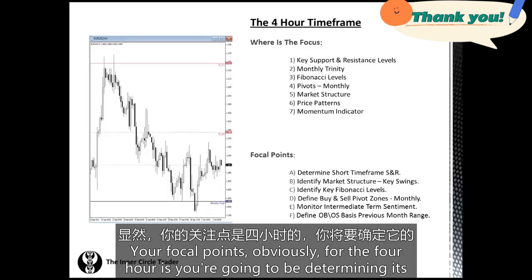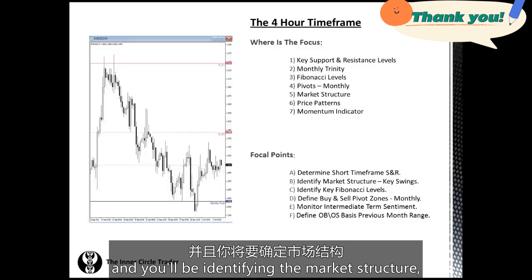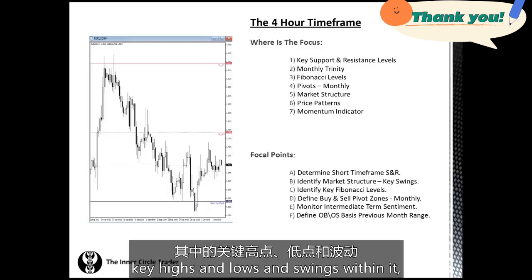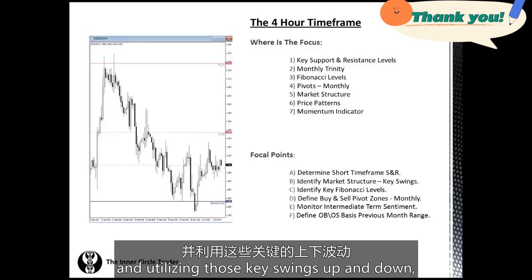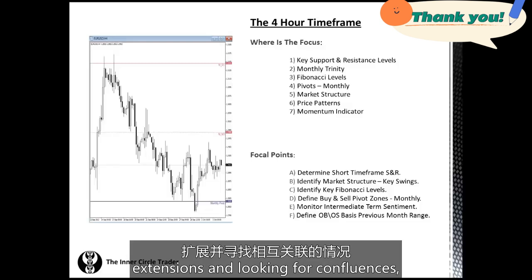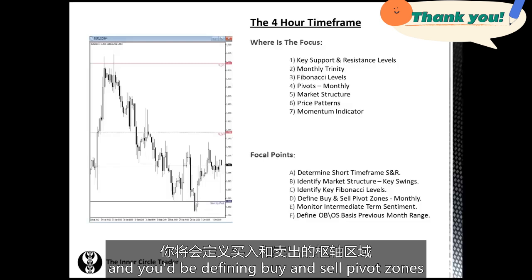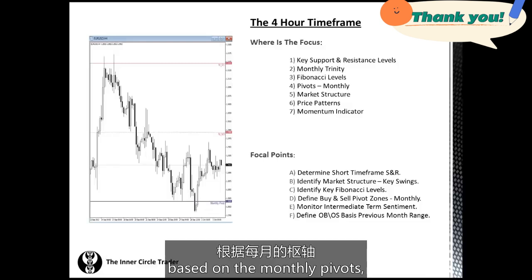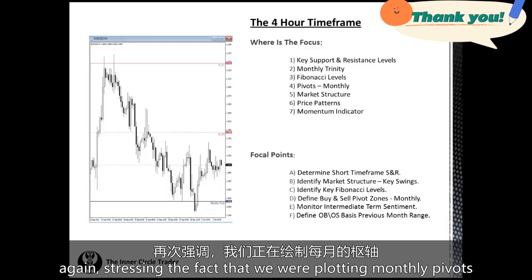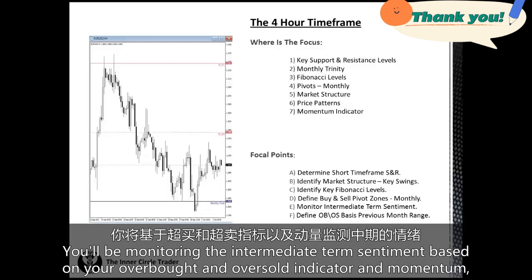Your focal points for the 4-hour: you're going to be determining its own support and resistance levels for the short term, and you're going to be identifying the market structure, key highs and lows and swings within it, and utilizing those key swings up and down. You'd be pulling your Fibonacci levels for retracements and extensions and looking for confluences, and you'd be defining buy and sell pivot zones based on the monthly pivots, again stressing the fact that we're plotting monthly pivots only on the 4-hour time frame.